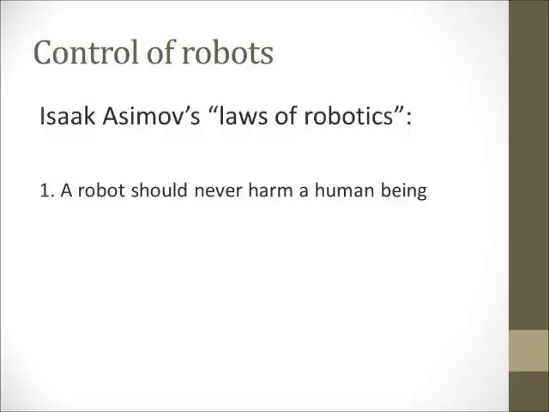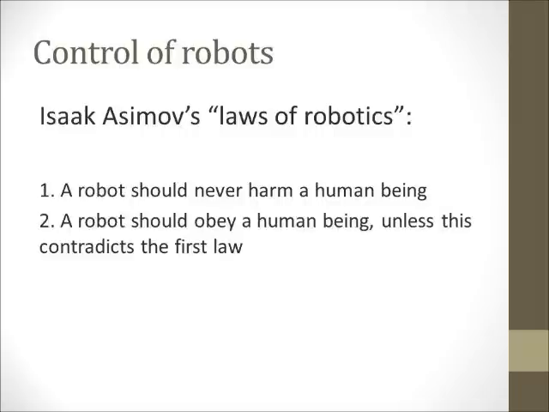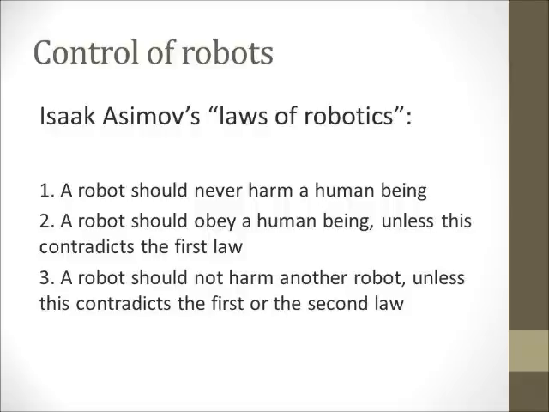Now let's talk about the laws of robotics given to us by Isaac Asimov. First, a robot should never harm a human being. Secondly, a robot should obey a human being unless this contradicts the first law. Third, a robot should not harm another robot unless this contradicts the first or the second law.